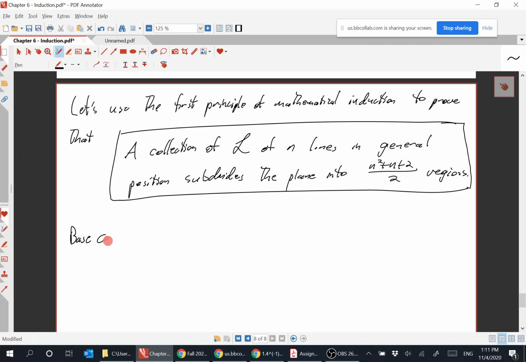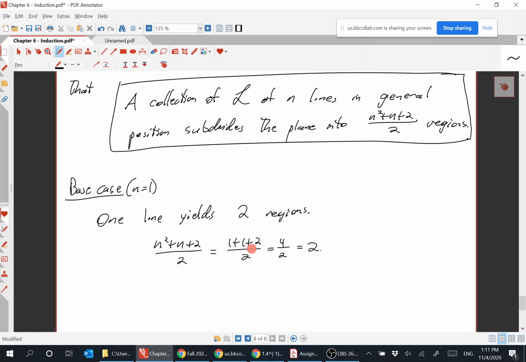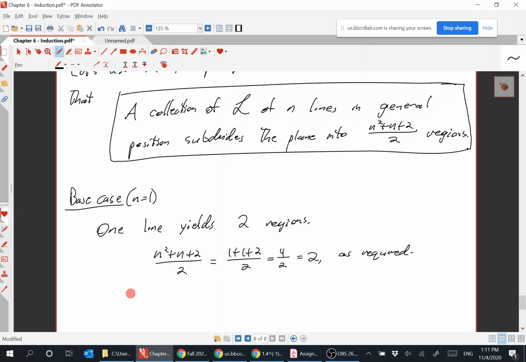Base case: n equal to 1 line. So 1 line yields how many regions? 2 regions. And n squared plus n plus 2 over 2 is equal to 1 plus 1 plus 2 over 2, which equals 4 over 2, which is 2. And they're the same. Geometrically, 1 line gives you 2 regions, there's the picture.